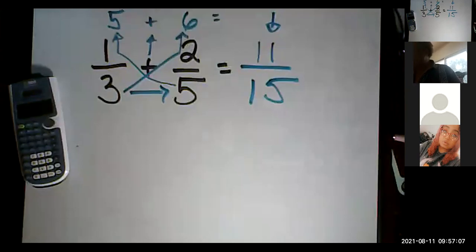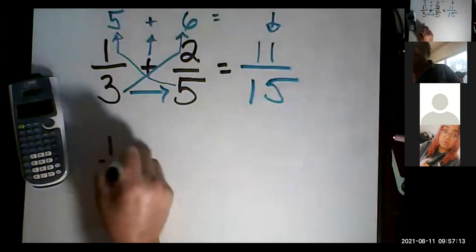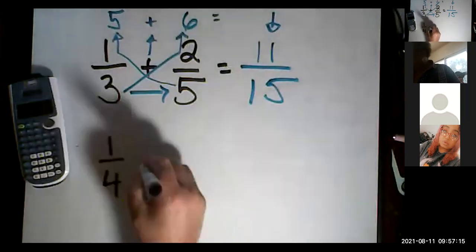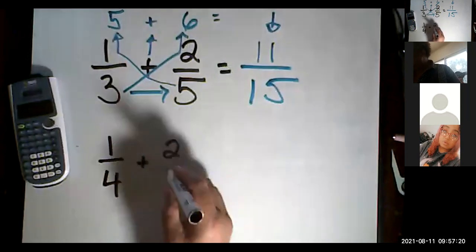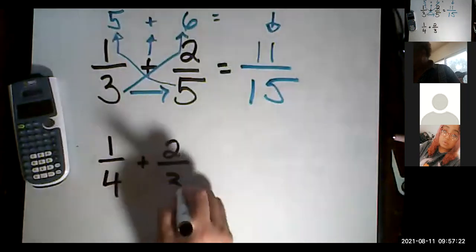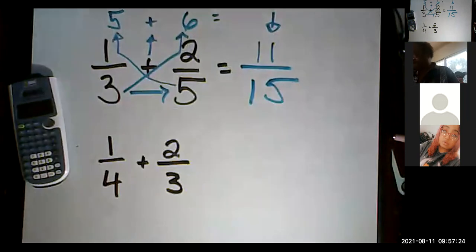So I'm going to draw one up real quick. Let's do 1/4 plus 2/3. All right, same 4 steps. Okay, I'm going to change my pen color.